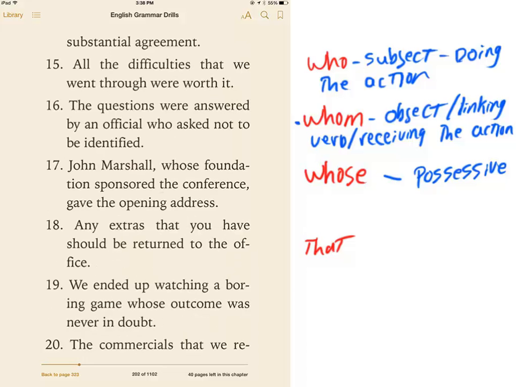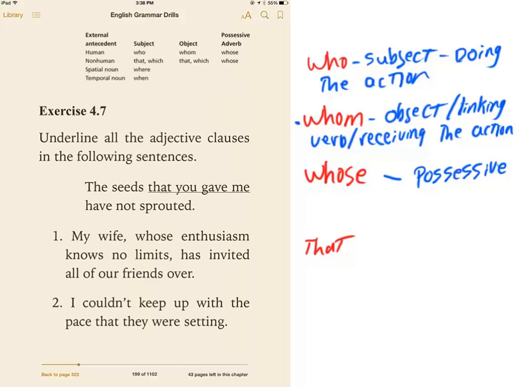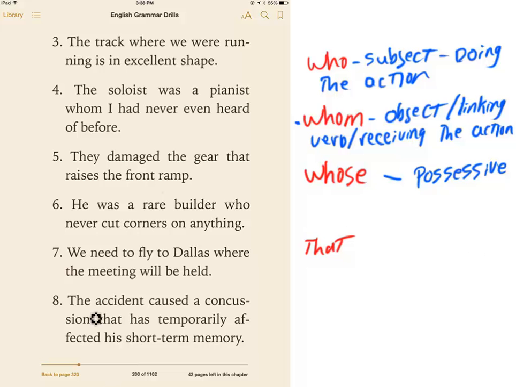So let's take a look at this first page, first 8 of them, okay? The track where we were running is in excellent shape. Okay, so the track is obviously the antecedent.